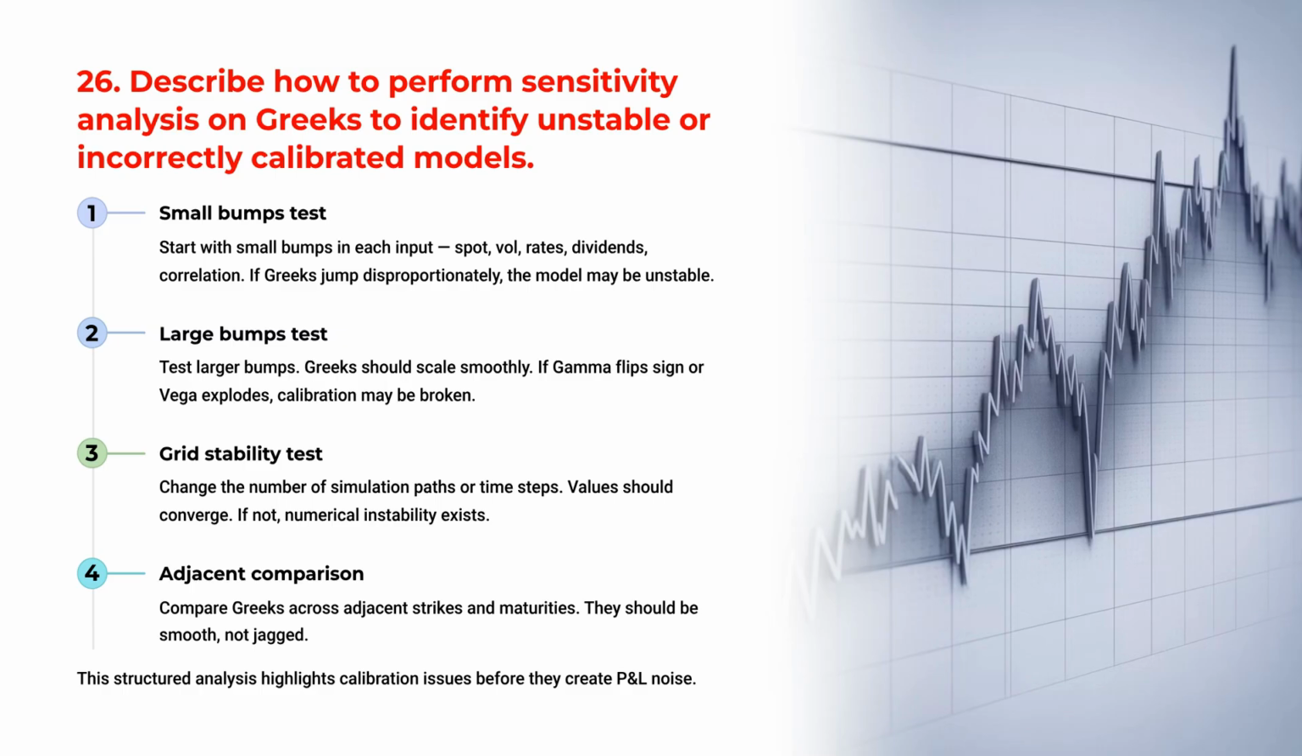Then, test grid stability. Change the number of simulation paths or time steps. Values should converge. If not, numerical instability exists. Finally, compare Greeks across adjacent strikes and maturities. They should be smooth, not jagged. This structured analysis highlights calibration issues before they create P&L noise.